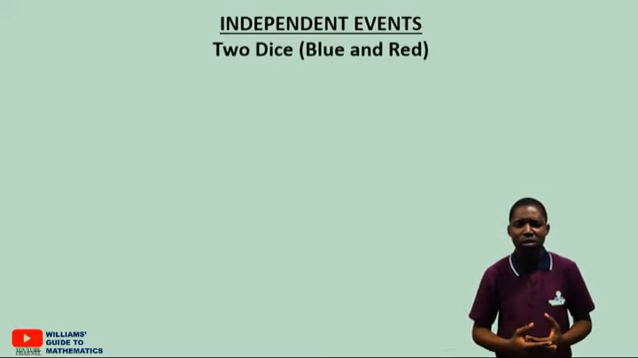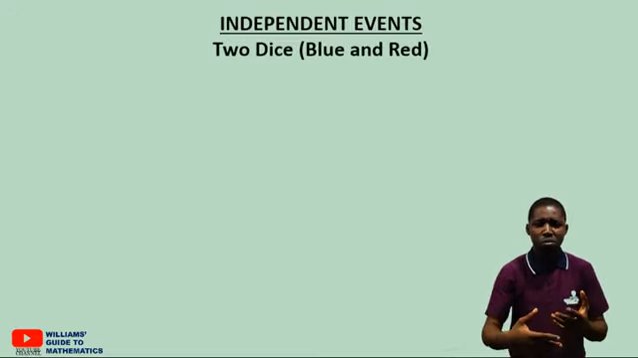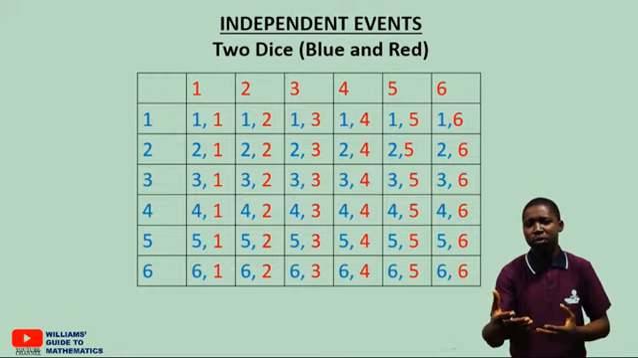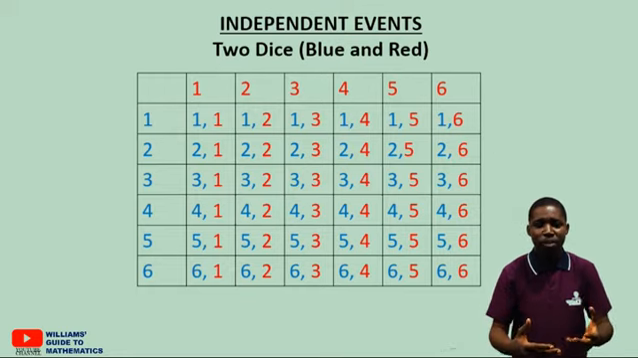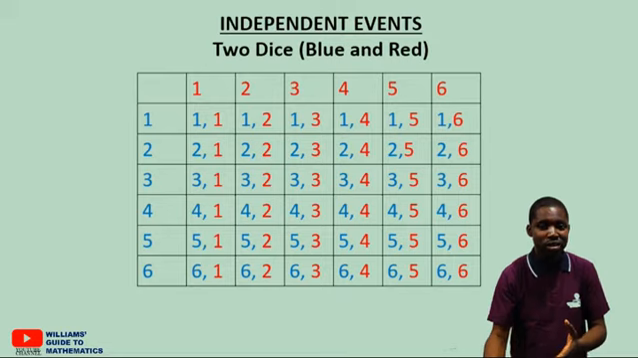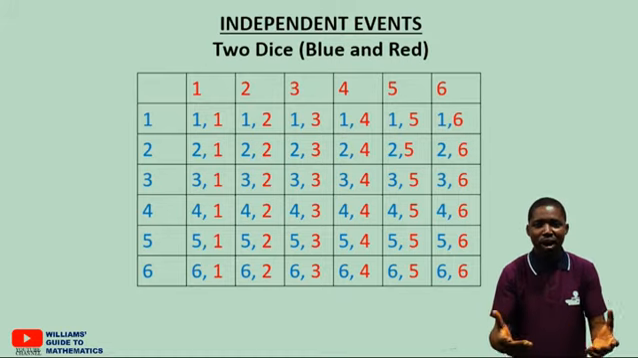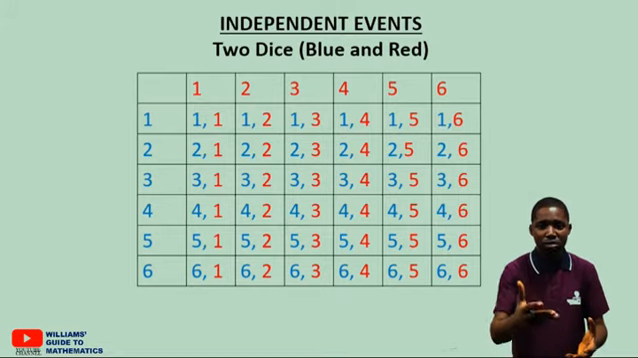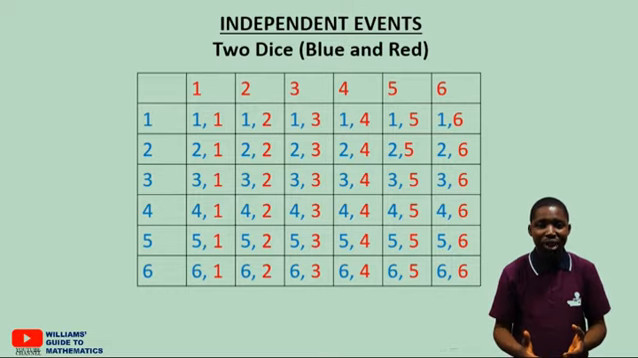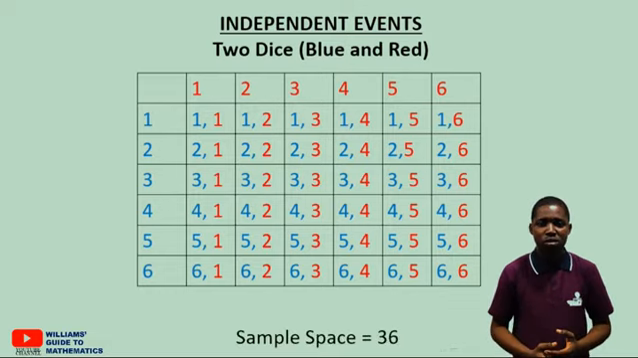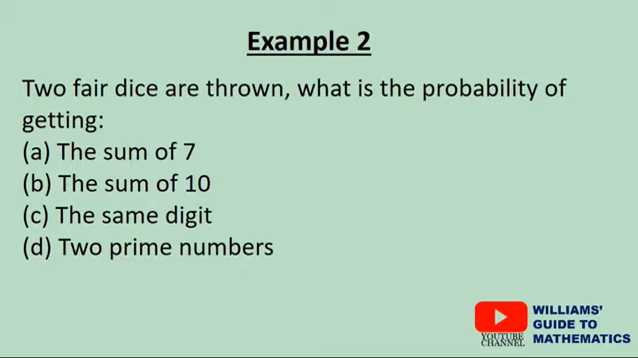We can also have the case of 2 dice. See the outcome on the screen. We have 1 1, 1 2, 1 3, 1 4, and so on like that, up to the last one, which is 6 6. So what is the total outcome we have? If you count all that we have on the screen, we have 36 outcomes. So the sample space for 2 dice is 36.